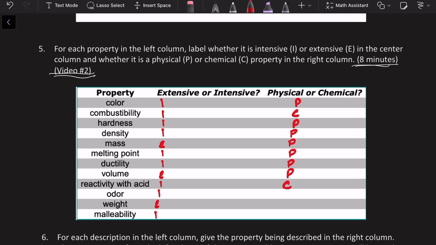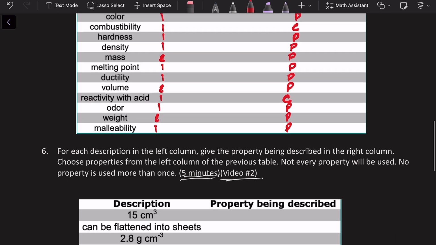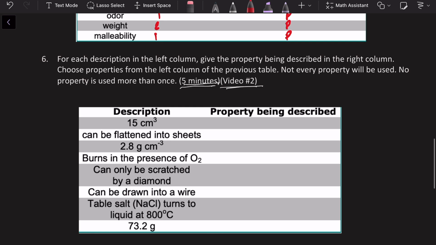Reactivity with acid is chemical because it'll change identity upon reacting with acid. Odor, physical, same chemical identity. Weight, physical, same chemical identity. And malleability, physical, same chemical identity. Now let's assign these qualities to the descriptions. The first one is volume, cm cubed.